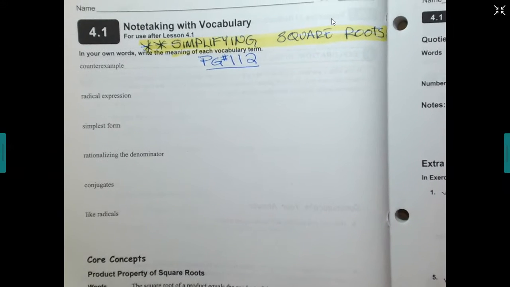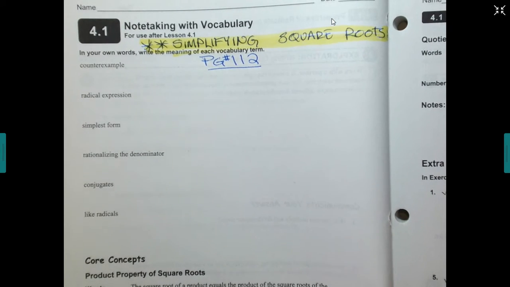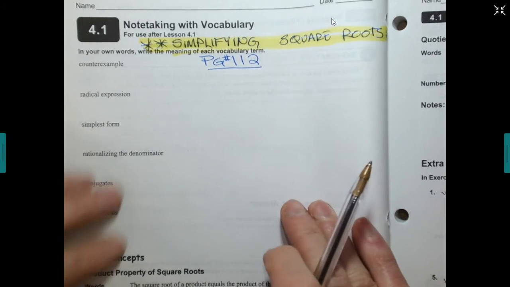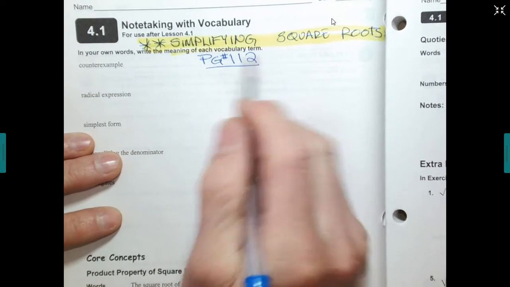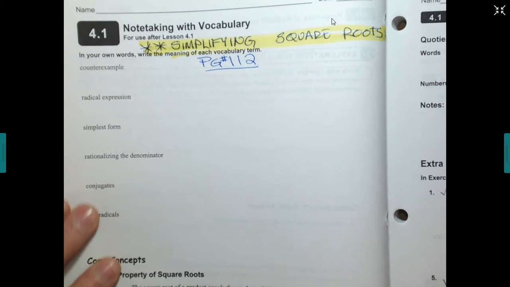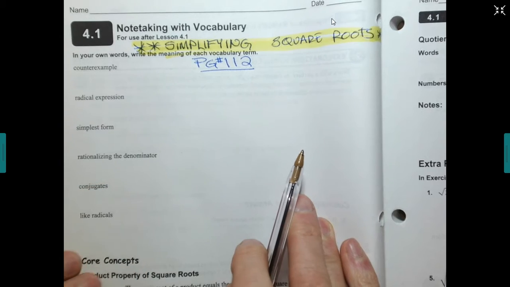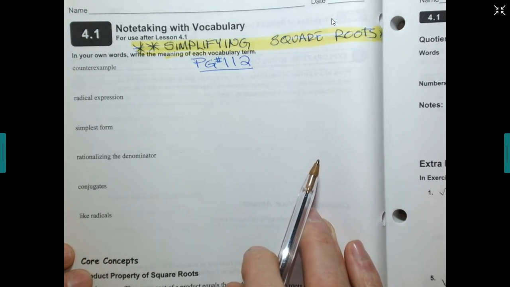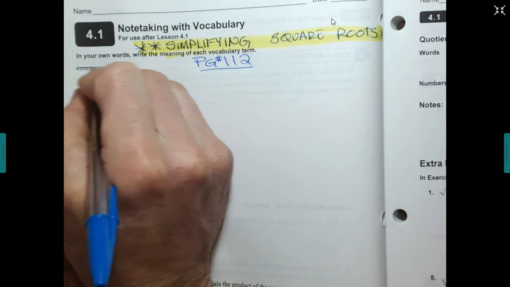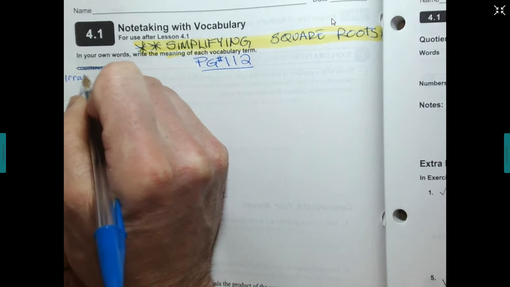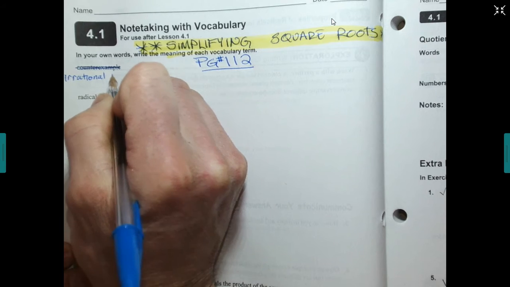All right, students, today we are starting chapter 4, and if you'll join me on page 112, today we're going to be learning about simplifying square roots. Simplifying square roots. First thing, I want to give you a definition. I'm going to give you a definition of irrational numbers.